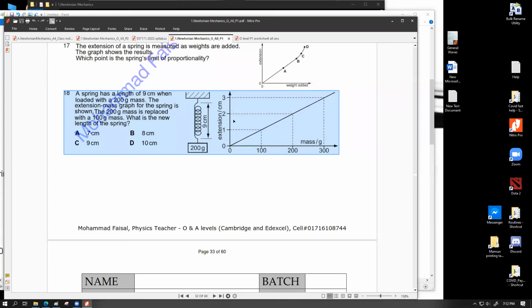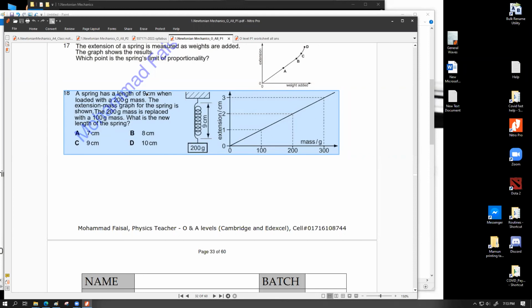Look at the information that is given: the spring has a length of 9 cm when loaded with a 200 gram mass. This is the extended length, not the original length or the natural length. So the extended length is 9 cm under the effect of the 200 gram mass. You can see in the extension-mass graph, for a 200 gram mass, the extension is 2 cm. So within this 9 cm, 2 cm was extension and the remaining was original length. So the original length of the spring has to be how much? 7 cm. That's the first information you have to pull out from this statement. Then the rest of the part is pretty simple.